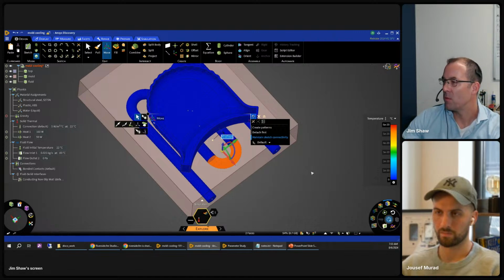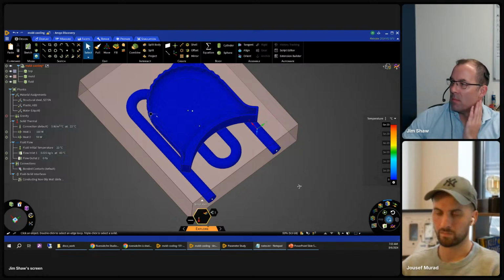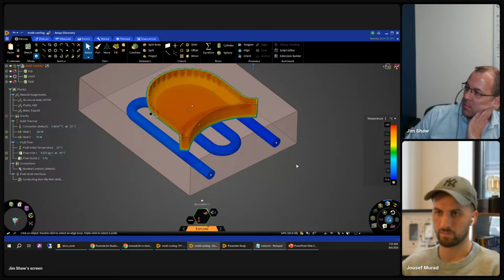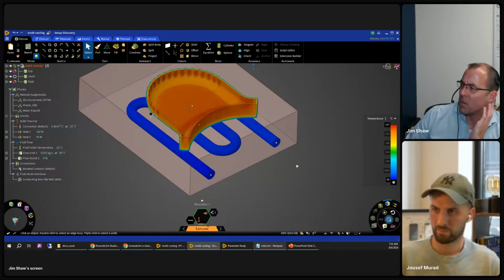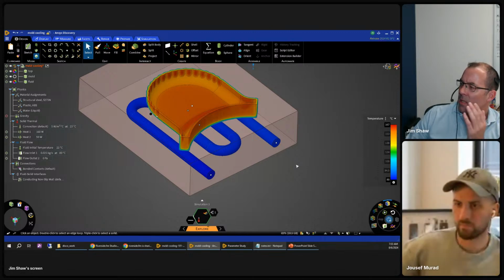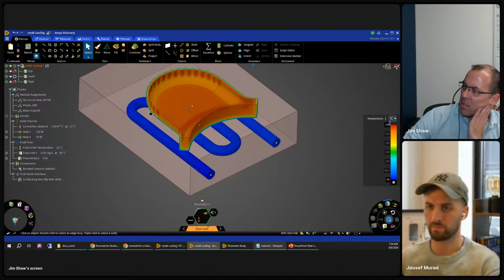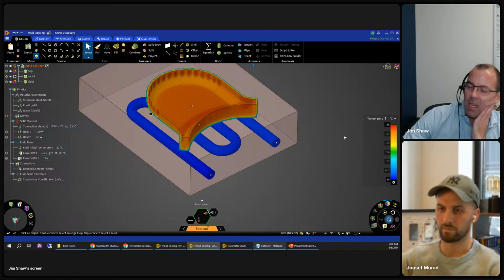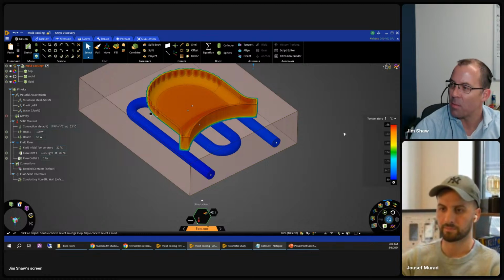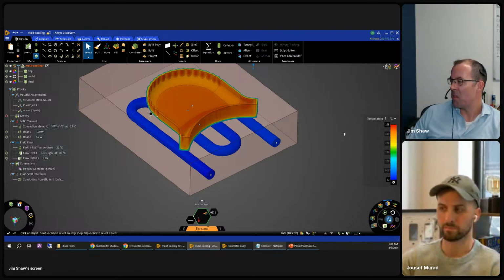Just come out of the move tool for a second. $166. I think it was 169 before or something like that. Oh, it looks like we're climbing up to converge towards it. So I don't know if that particular move of the circuit made a massive impact to the temperature, but that was it. Maybe 30 seconds all in.